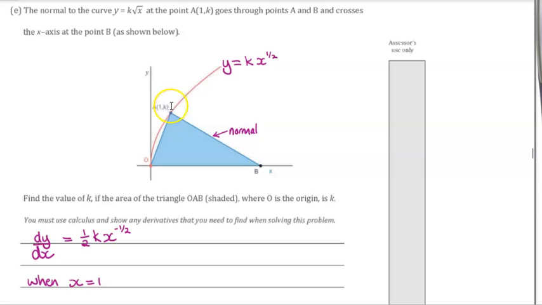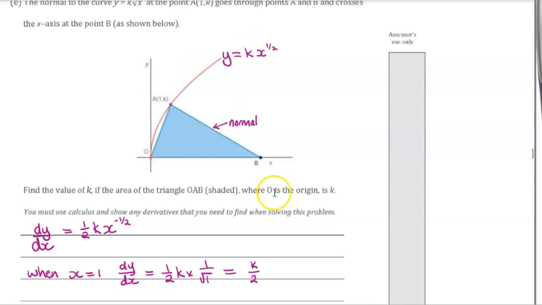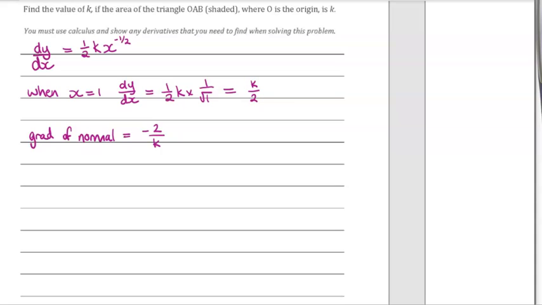Now that gives us the gradient of the curve, and we are wanting to know the gradient of this line here, the normal, which passes through x equals 1. So when x equals 1, we can substitute that in to get the gradient in terms of k. And that simplifies to k over 2. Now we want the gradient of the normal, so that will be the negative reciprocal of the gradient of the tangent. So flip it over and make it negative, minus 2 over k.